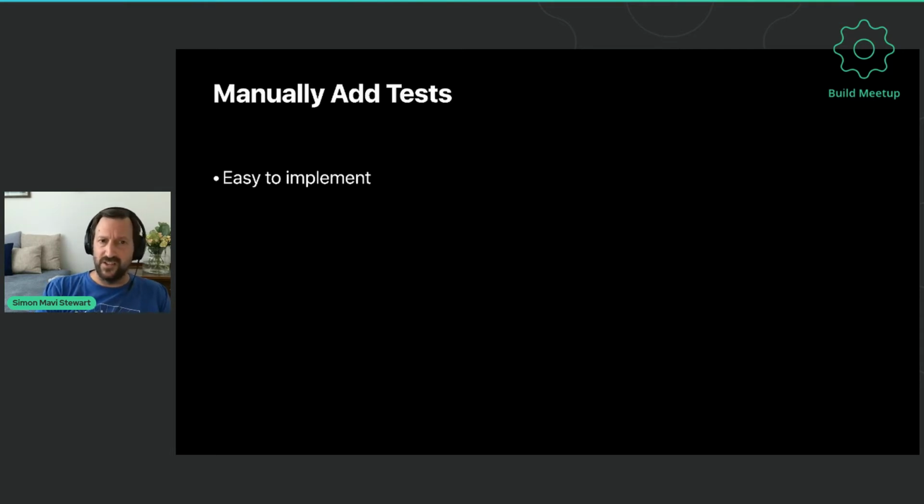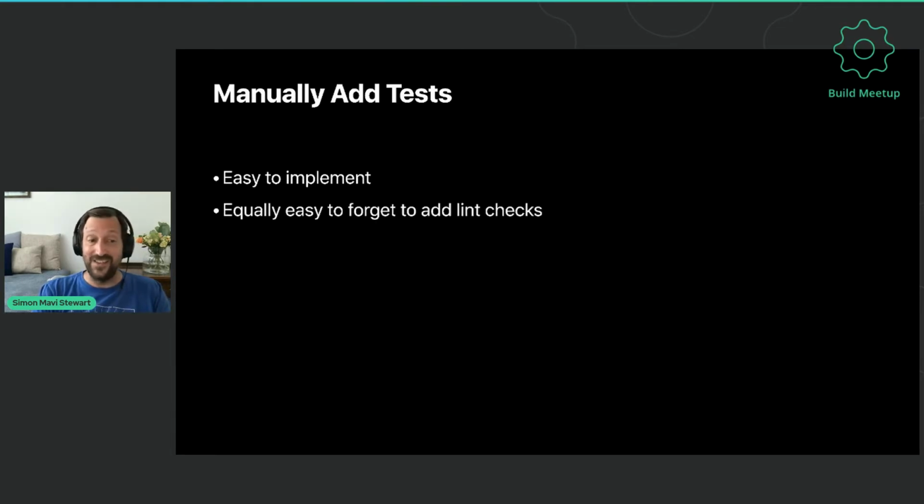Firstly, we can consider just manually adding lint checks to each build file. There's a certain appealing simplicity to it, particularly when there aren't many build files and there's not too much to compile. I mean, you can't get easier to implement than just adding a new rule into a build file. However, it's equally easy to forget to add those lint checks. I mean, that's a real problem, right?